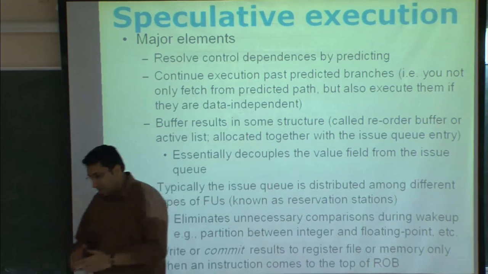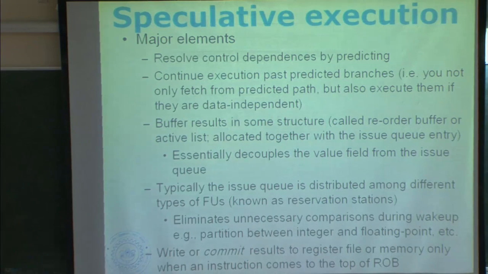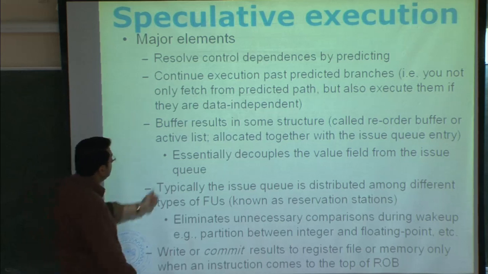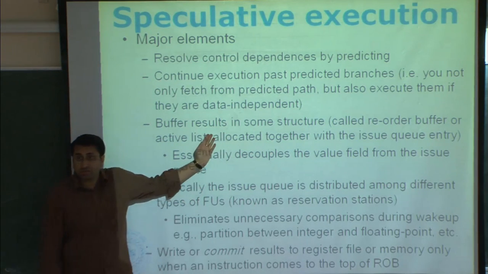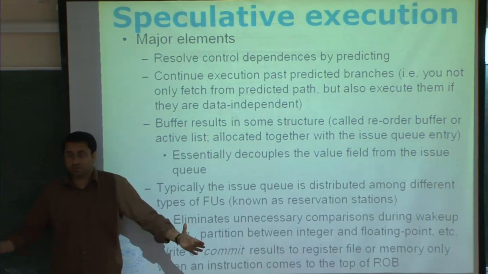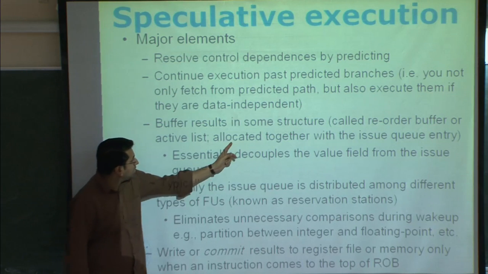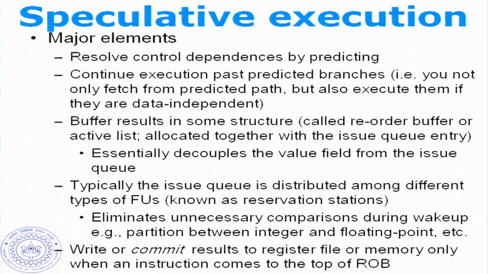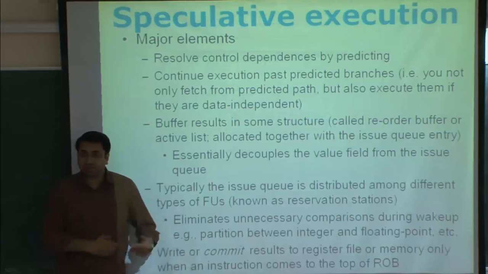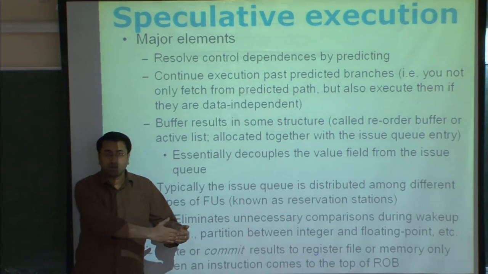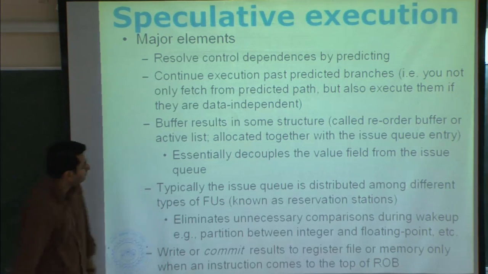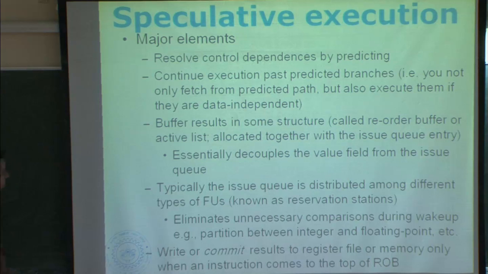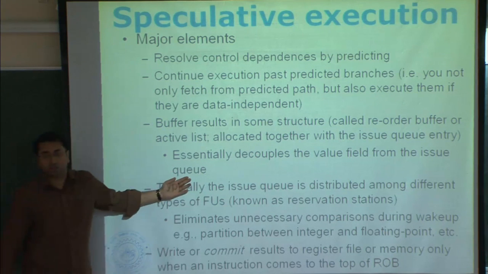It's essentially a separate structure which maintains the results of the instructions and the order of the instructions. It is allocated together with the issue queue entry. So in the issue queue entry, we put everything, the one that we saw. Here, I'm just decoupling a few fields from the issue queue entry, putting them in a similar structure called the reorder buffer. So essentially, it decouples the value field from the issue queue. That's all.